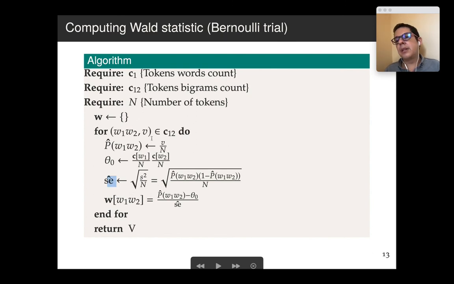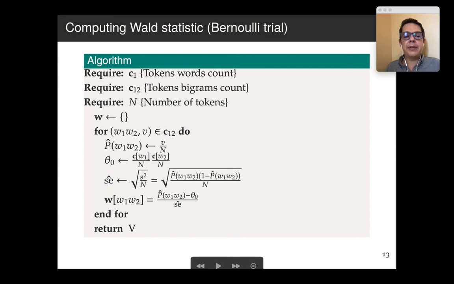It is important to say that this process of seeing words can be modeled as a Bernoulli trial. So either we see the word or we don't see it. So it's 1 or 0. 1 if I see it, and 0 if I don't see it. That is why it is a Bernoulli trial.